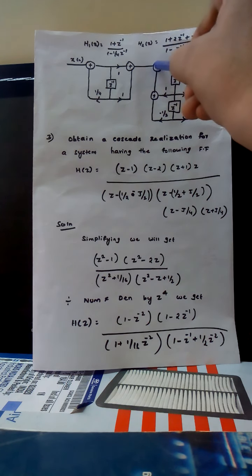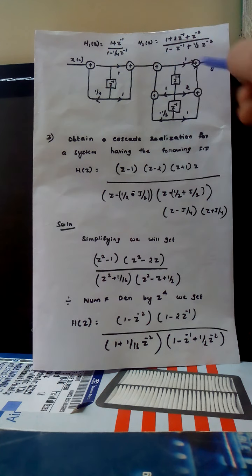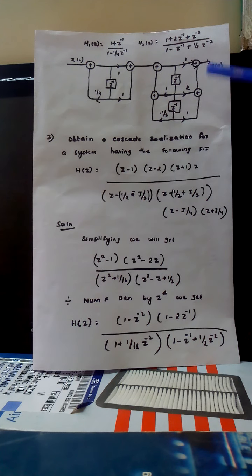If you are joining this, that is direct form 2 for the first system and the second system, just if you are joining, that is the product of these two. This is the cascade realization.